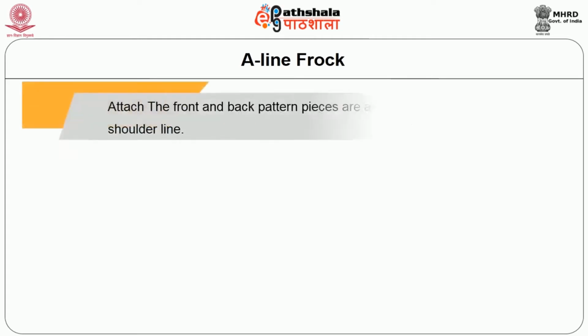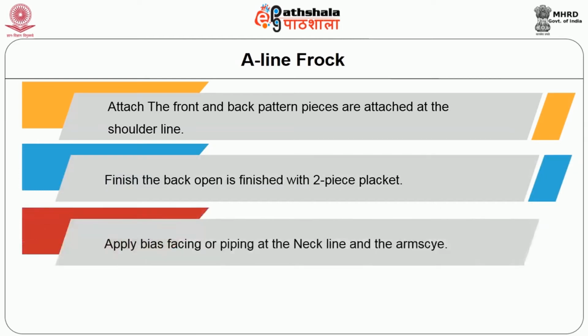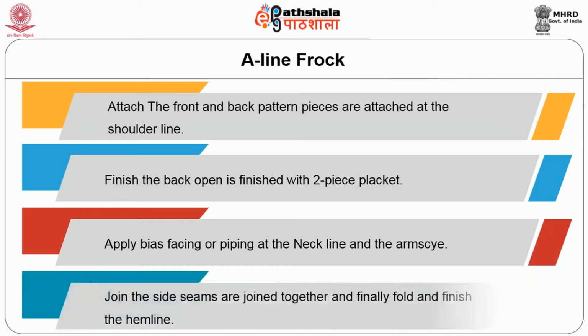Next, we learn how to construct the A-line frock. Attach the front and back pattern pieces at the shoulder line. Finish the back open with the 2-piece placket. Apply bias facing or piping at the neckline and also at the armscye. Join the side seams and finally fold and finish the hemline.